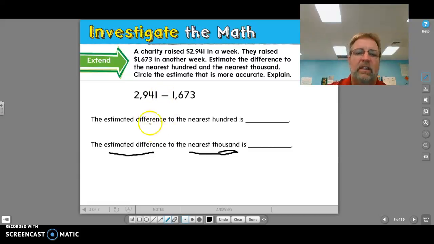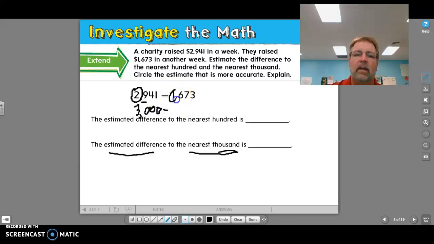All right, so let's see. We're going to round to the nearest thousand. So 2,000, 2 is in the thousands place. The digit to the right is 9, so we're over halfway. So now we're going to move up to 3,000. Move it on up. We're still subtracting.